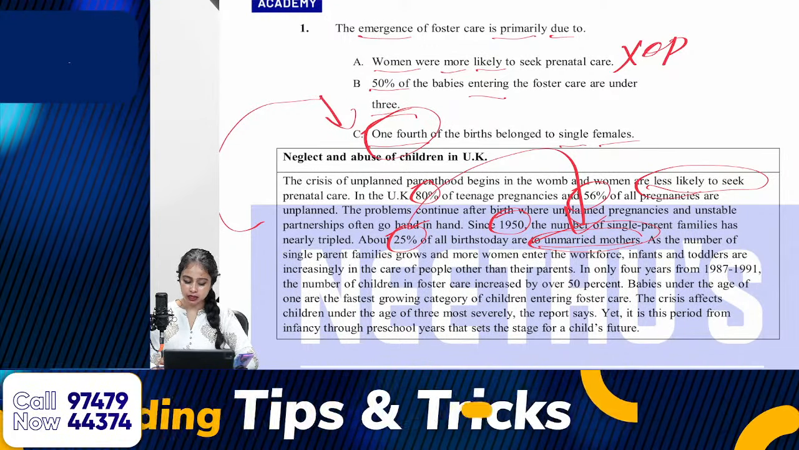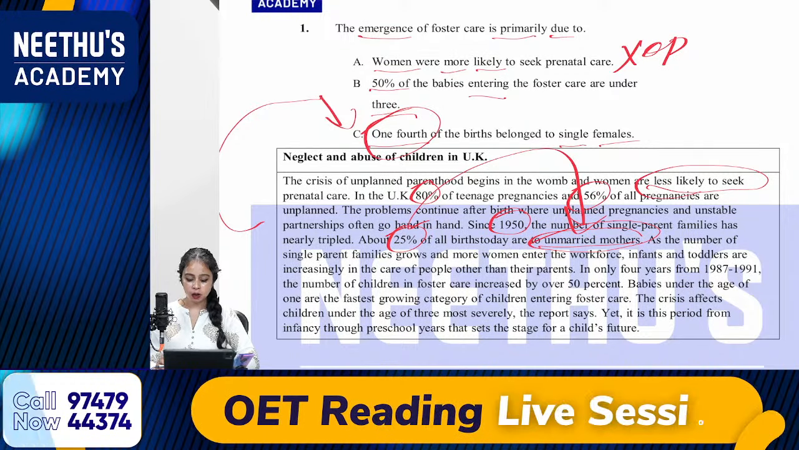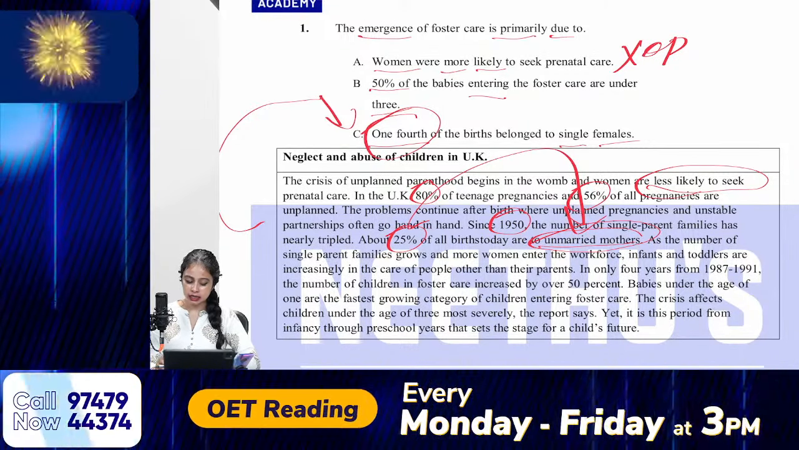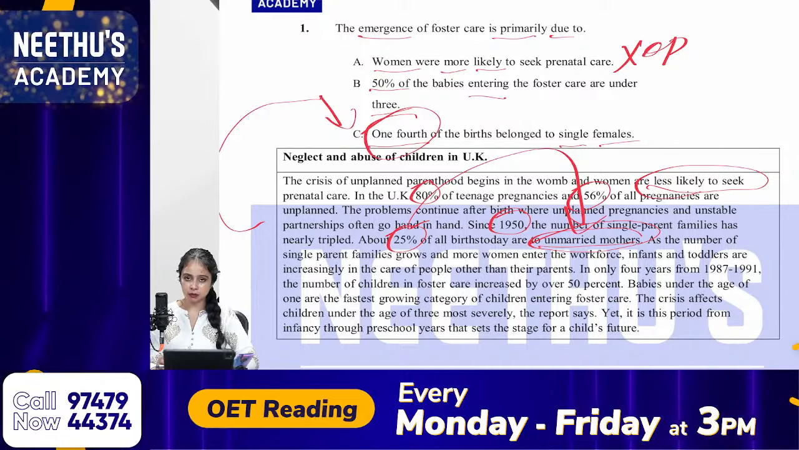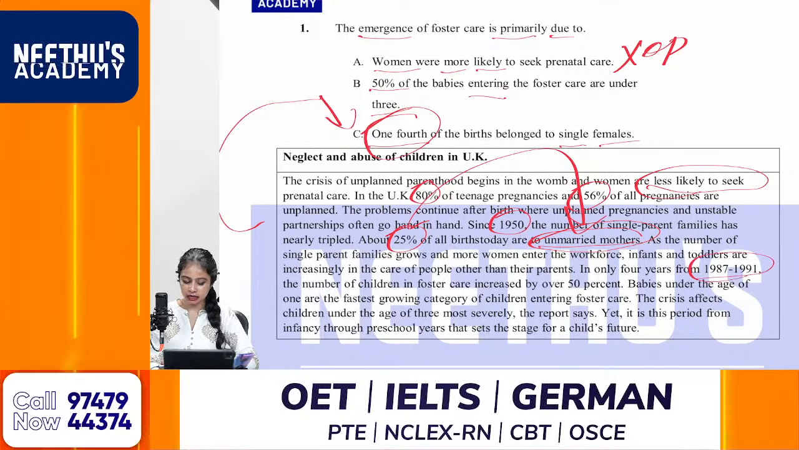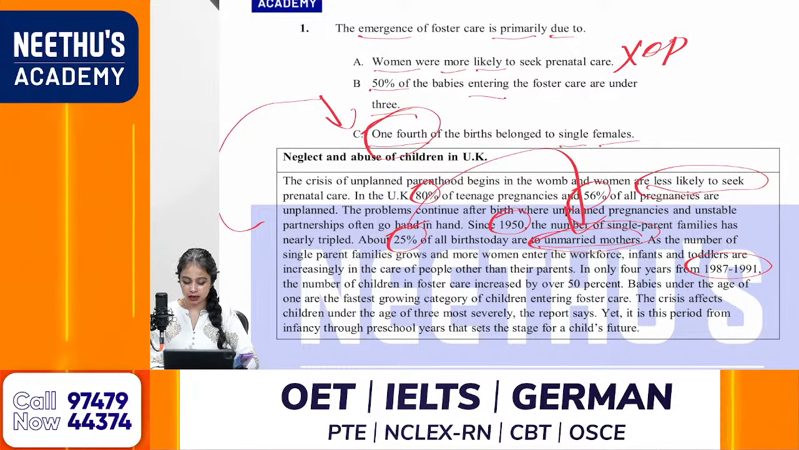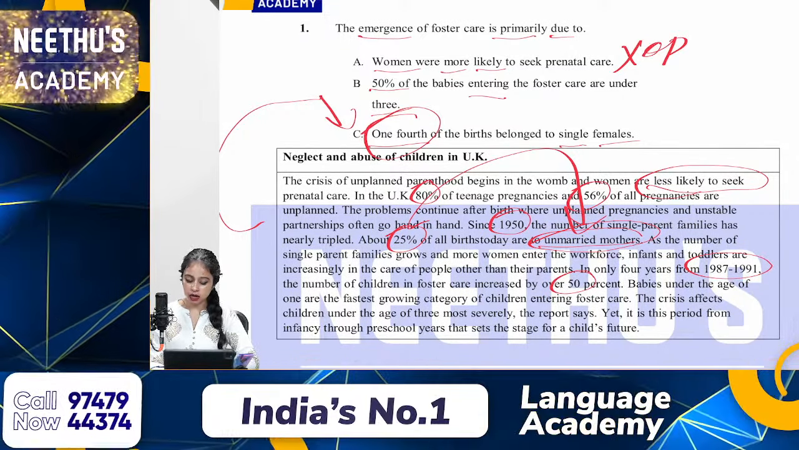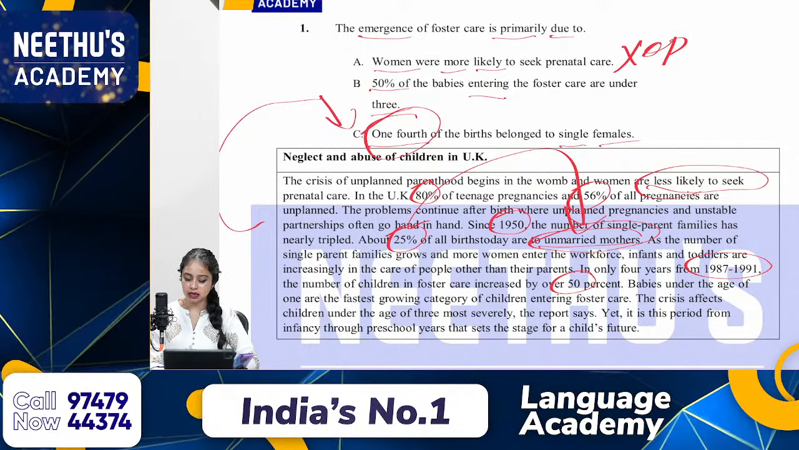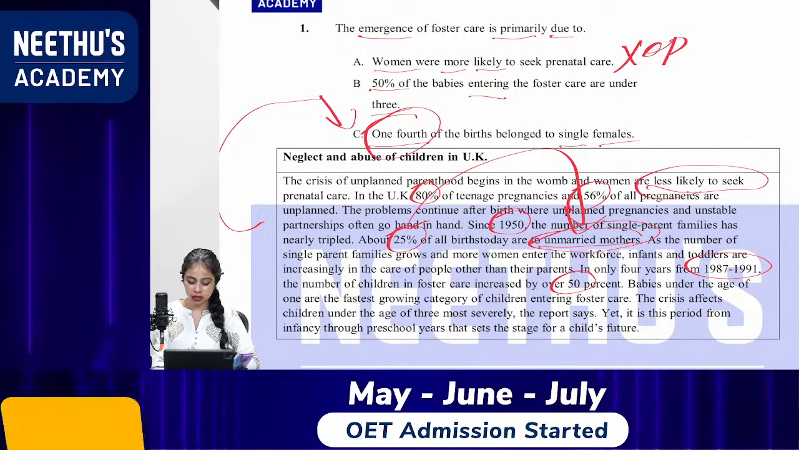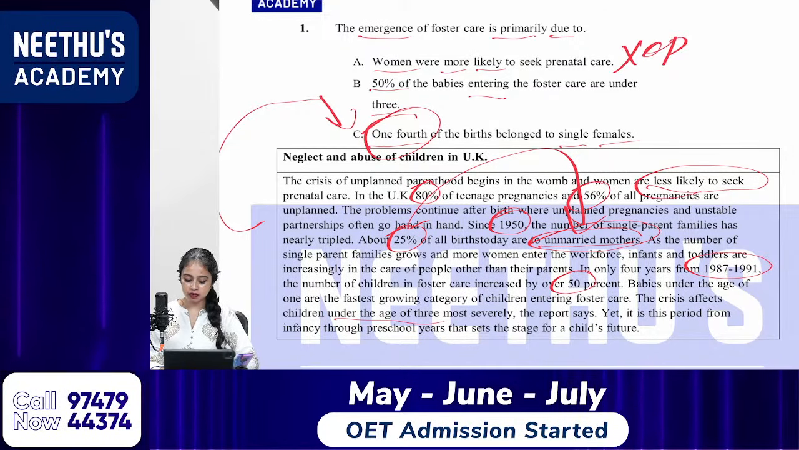As the number of single-parent families grows and more women enter the workforce, infants and toddlers are increasingly in the care of people other than their parents. In only 4 years from 1987 to 1991, the number of children in foster care increased by over 50%. Babies under the age of 1 are the fastest growing category of children entering foster care. The crisis affects children under the age of 3 more severely, the report says.